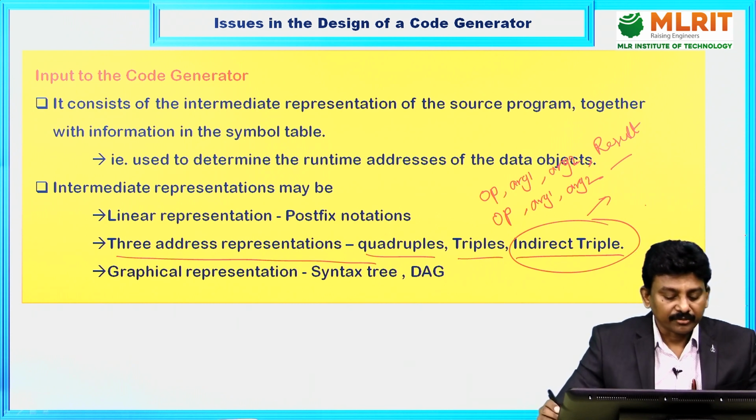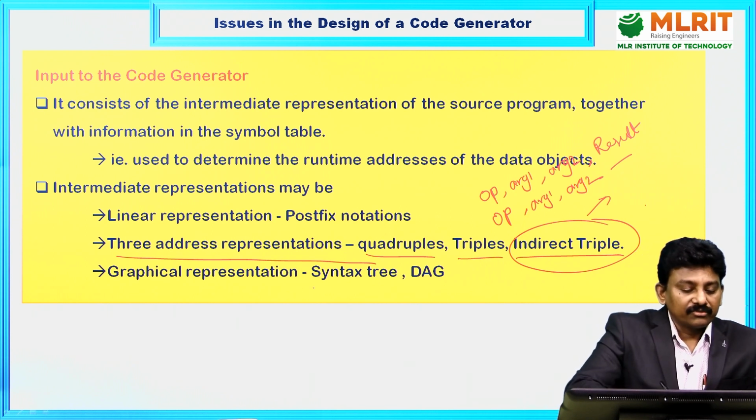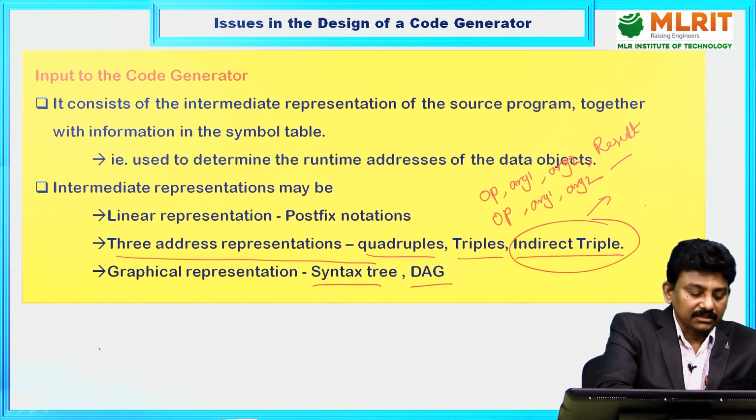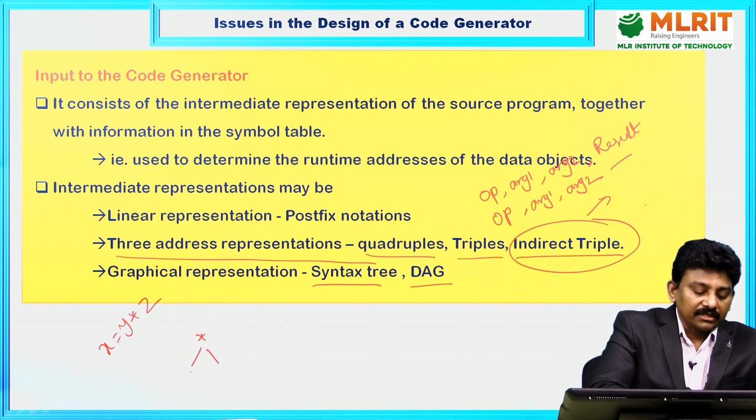Next, graphical representation of the intermediate representation. Graphical representation is syntax tree or DAG. For example, there is an expression x is equal to y star z. The syntax tree for this is: y and z are evaluated first, and the result is assigned to x. This is syntax tree.